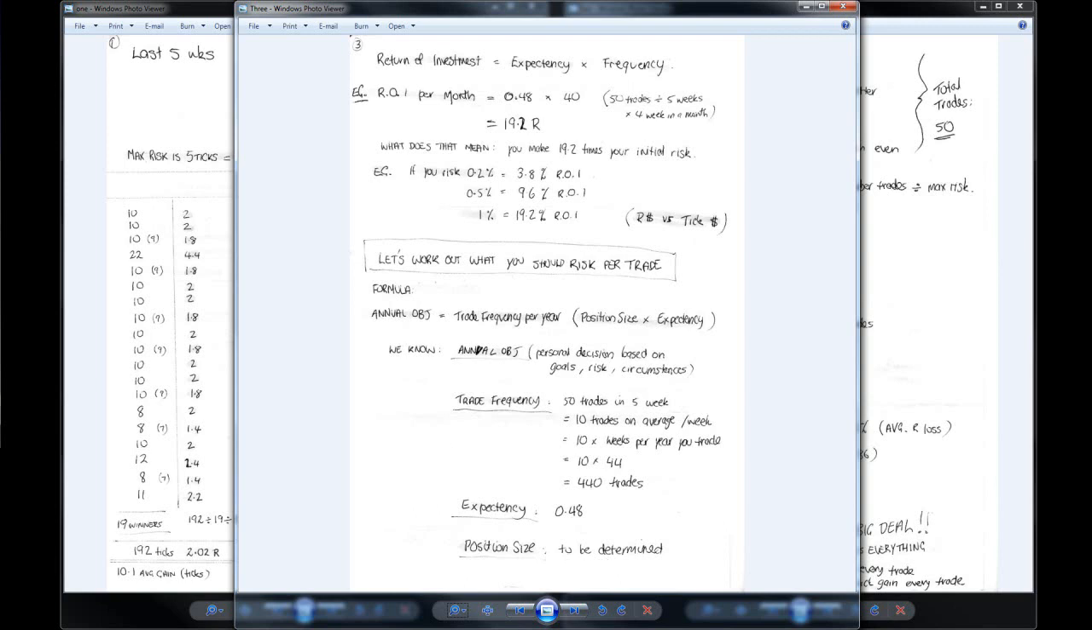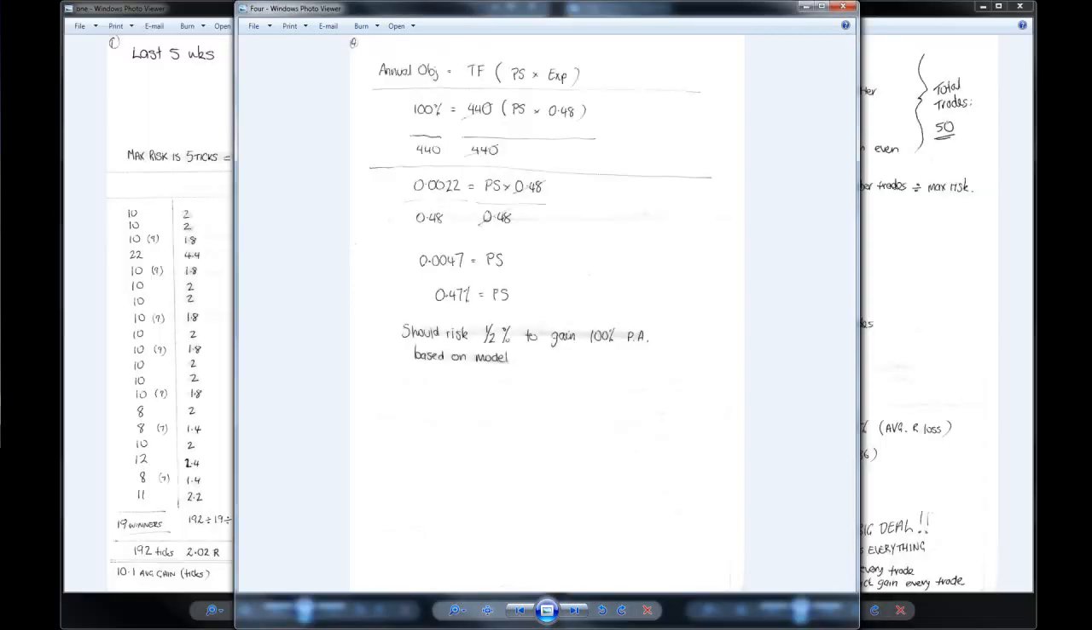Okay, so let's plug all those in. Here they are. Annual objective equals trade frequency times position size times expectancy. Those are in brackets. Okay, so 100% per annum is the annual objective I go for, equals 440 trades per year, 10 trades a week times 44 weeks, times position size to be worked out, times expectancy, which over the last 5 weeks is 0.48.